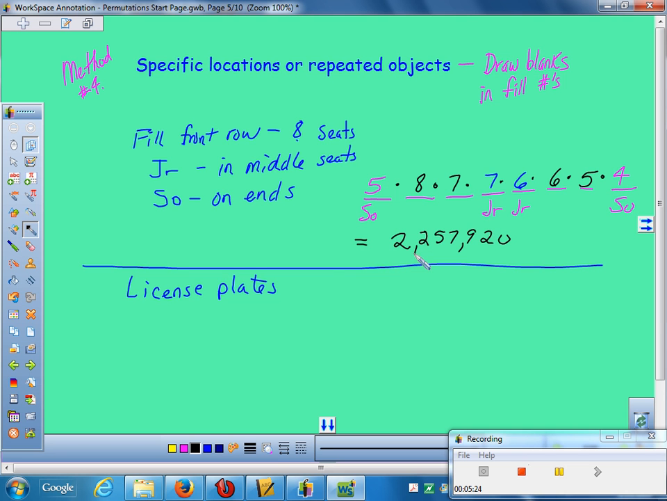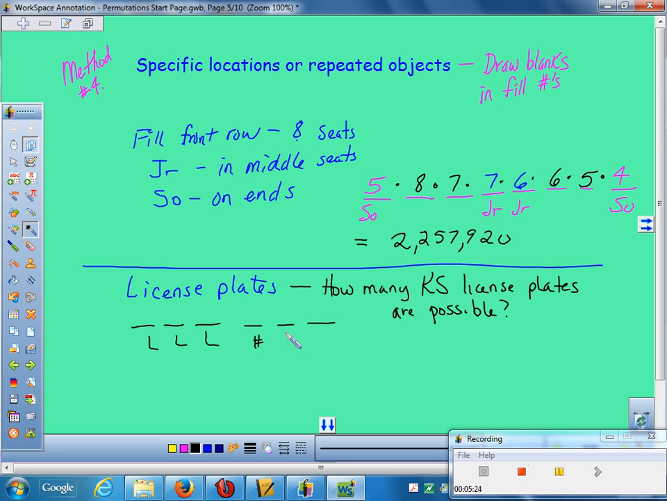All right. Now, my last question while we're doing linear permutations. How many Kansas license plates are possible? Not with custom-made ones, just with our normal pattern of license plates. How many license plates are possible with our system? Well, what is our pattern on our license plates? We're actually letter, letter, letter, followed by number, number, number.